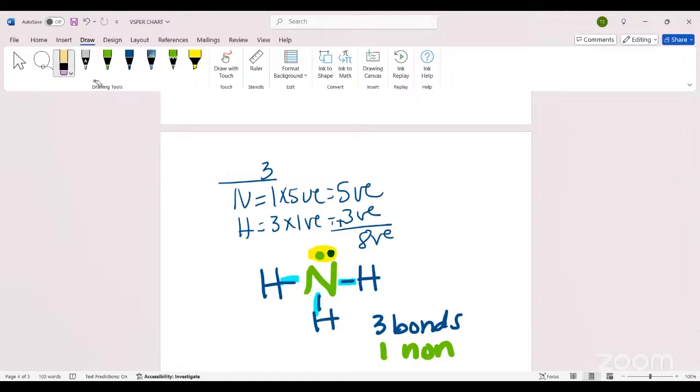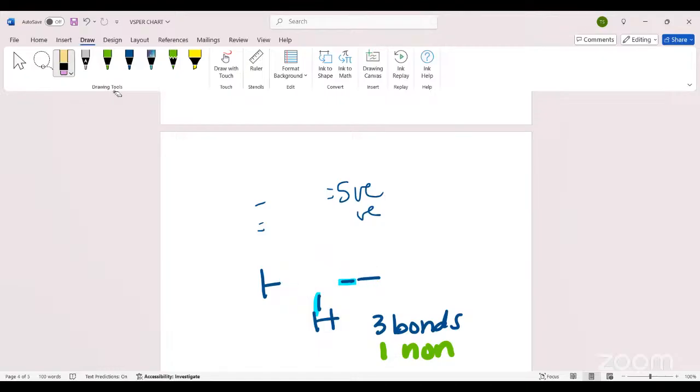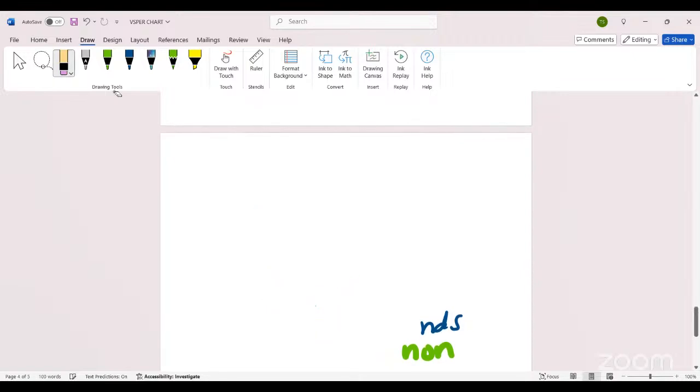Okay, so let me go ahead and erase this right here. Hey, Ra. Yes, I do Chem 2. That's the second level of general chemistry. Yes. What are you guys working on right now?